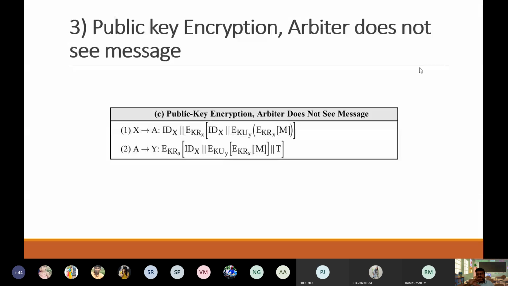In the transaction, the arbiter may or may not see your messages. We have three types of transactions in the arbiter digital signature. First, we have seen all the three types here. If you have any doubts, you just ask me now.